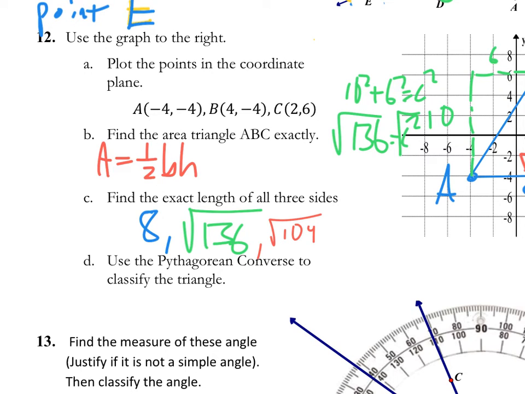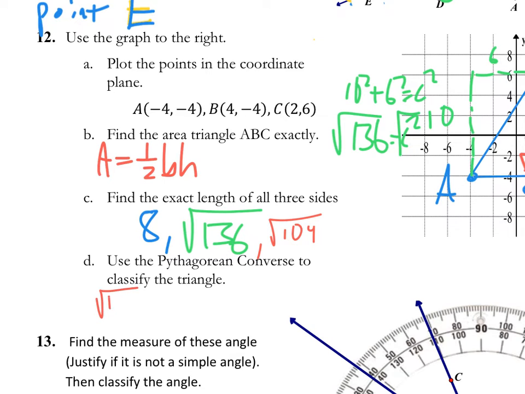All right, so now the question is, classify the triangle. So we've got to figure out which one of these is largest. And so 8 squared is 64. So this is going to be larger. If you want to plug it into a calculator, you can see that. So that's our c squared. And the other two will be our a and our b.